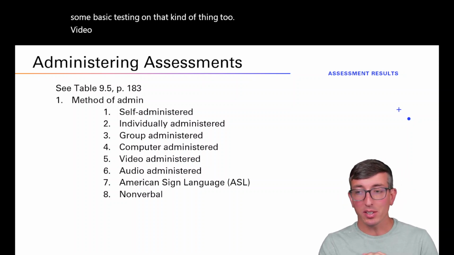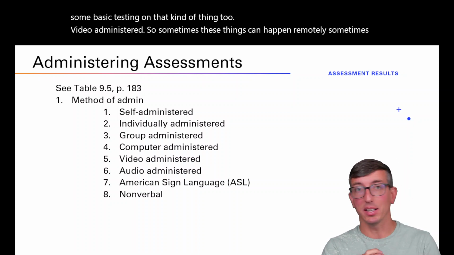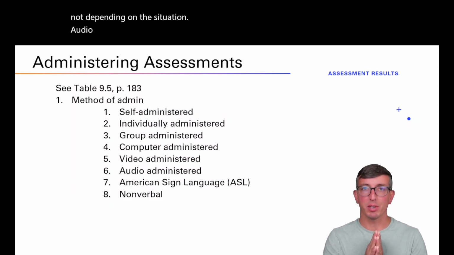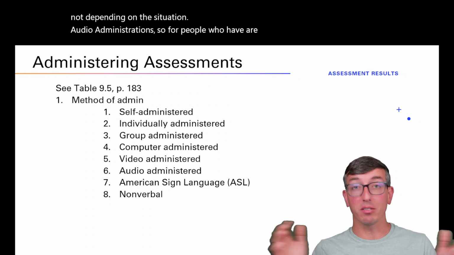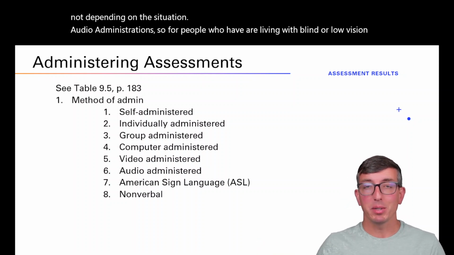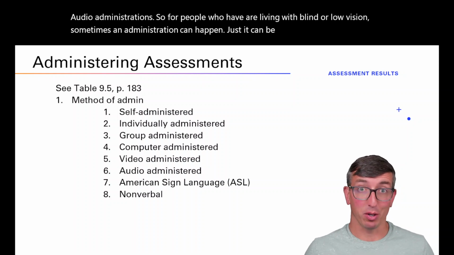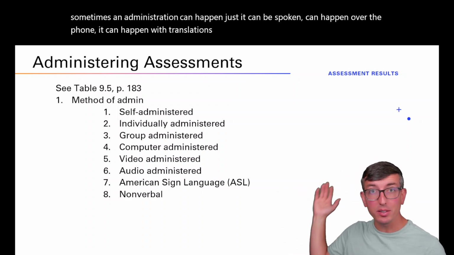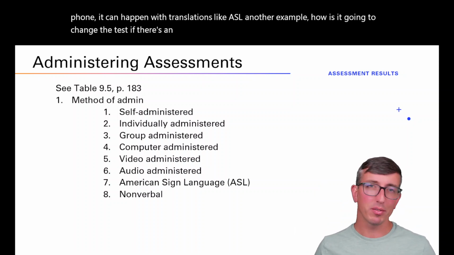Video administered. So sometimes these things can happen remotely, sometimes not, depending on the situation. Audio administrations. So for people who are living with blindness or low vision, sometimes an administration can be spoken, can happen over the phone, can happen with translations, like ASL is another example. How is it going to change the test if there's an interpreter involved, that kind of stuff.